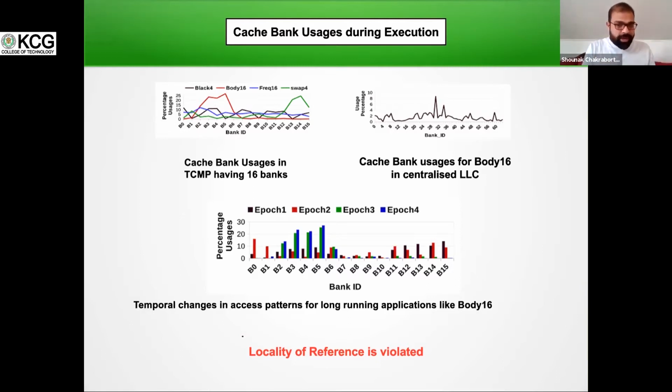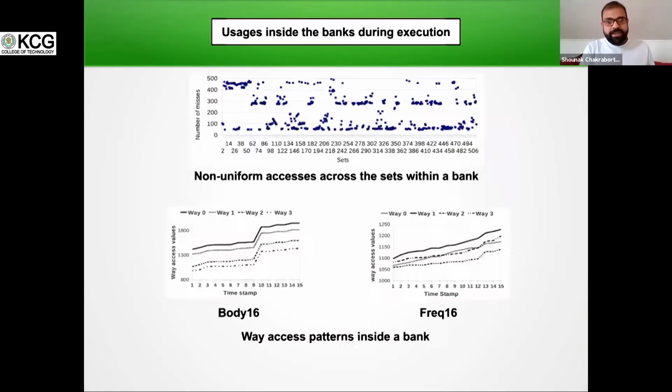But for the small time frame, it's okay. But for a long time frame, this is not okay. So locality of reference is violated for a set of modern long-running applications. Keeping this in mind, another thing is that inside the bank, when you drill down, you can see we have the sets and the ways. There also this diversity exists for the accesses. So we also have a non-uniform access pattern to the sets as well as to the ways.